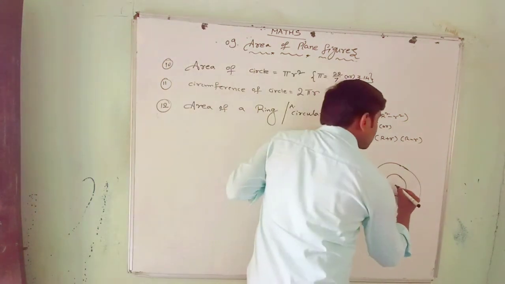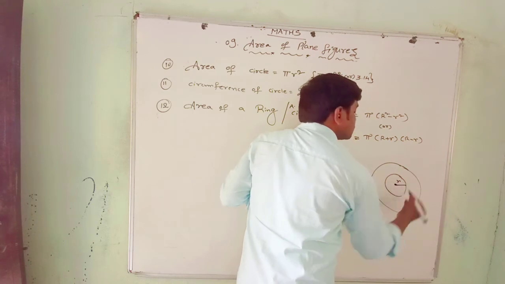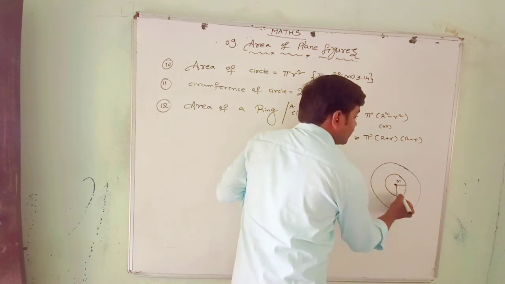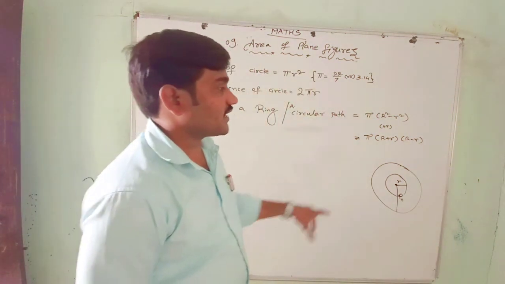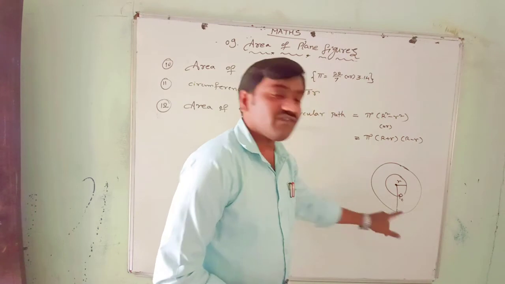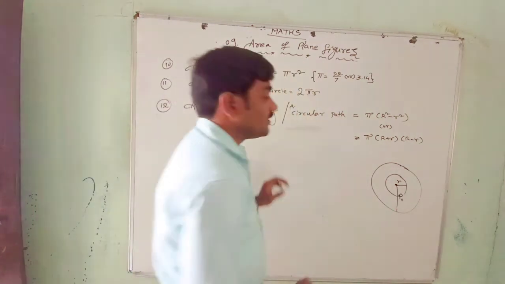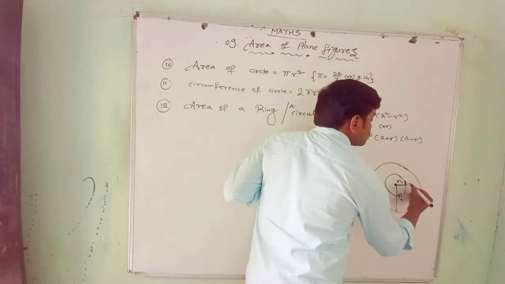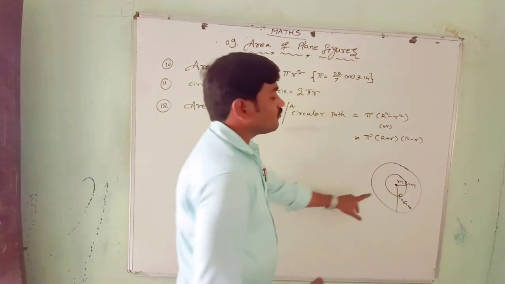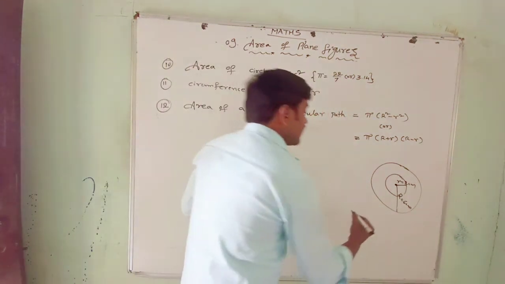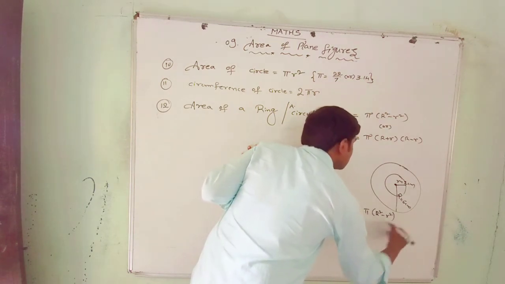Suppose this inner circle has a radius denoted by small r, and the outer circle by capital R. Here capital R means the radius of outer circle and small r means the radius of inner circle. Suppose radius of inner circle is 2 centimeter and radius of outer circle is 6 centimeter. Now we need to find out the area of this ring. The area of ring formula, we know, is pi of capital R square minus small r square.